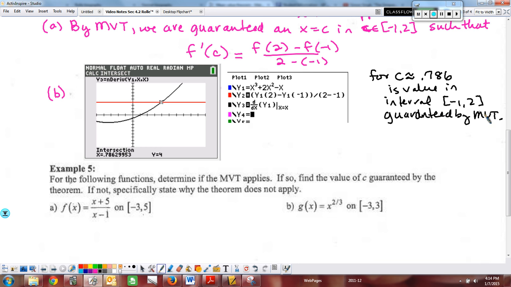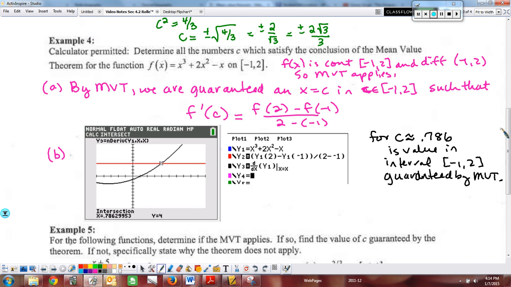So recapping what we did here, we determined if MVT applies, which guarantees we have one. We write our conclusion from the MVT that our instantaneous rate at c is equal to our average rate over the interval from negative 1 to 2.